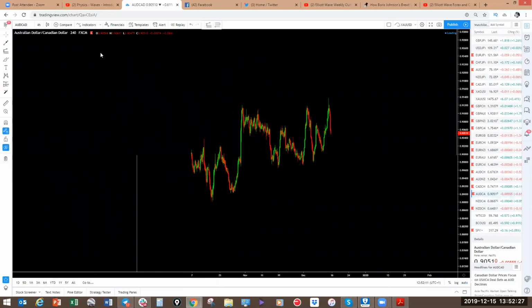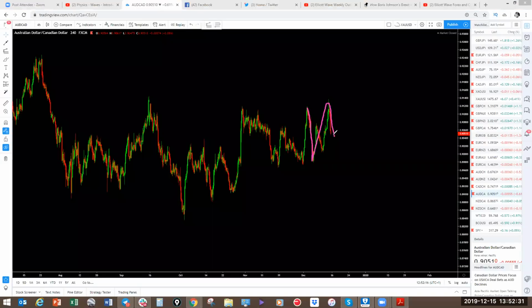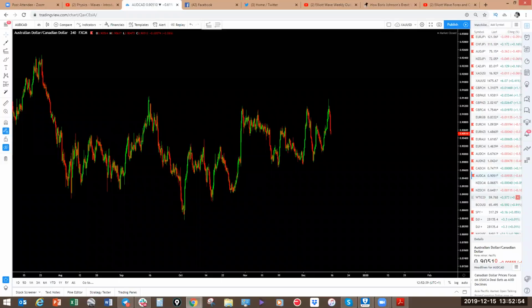AUDCAD simple, you're just waiting to complete the structure. 1, 2, 3. Possibility that it makes a running flat and continue from here, but you're not just going to go and buy it because you're thinking of running flat, you're going to wait for confirmation. So correction and continuation at least back to this level, then you can have something like this. 1, 2, 3. Okay. That's AUDCAD.